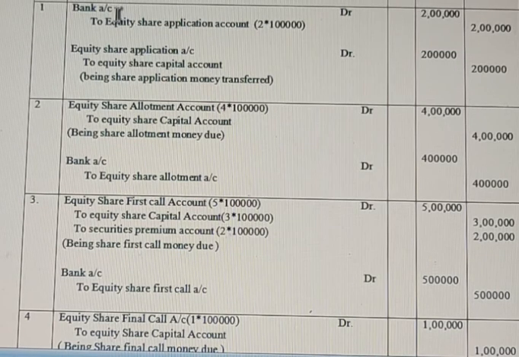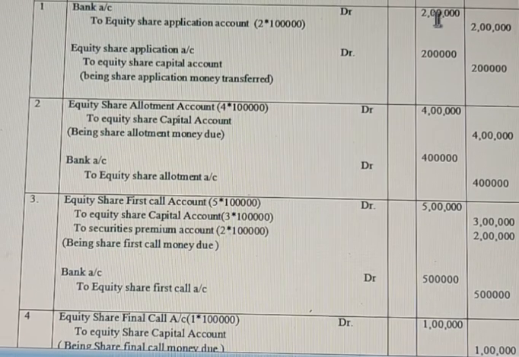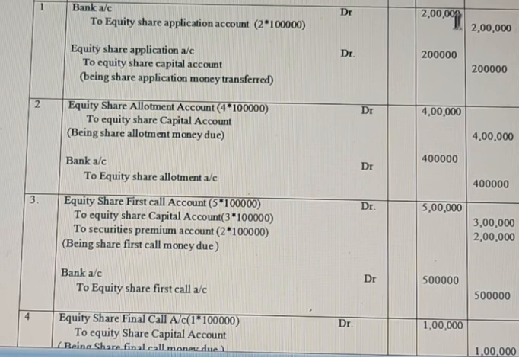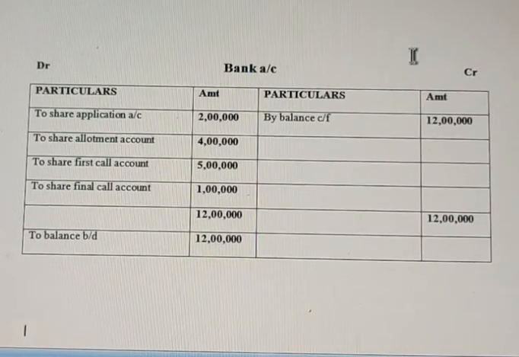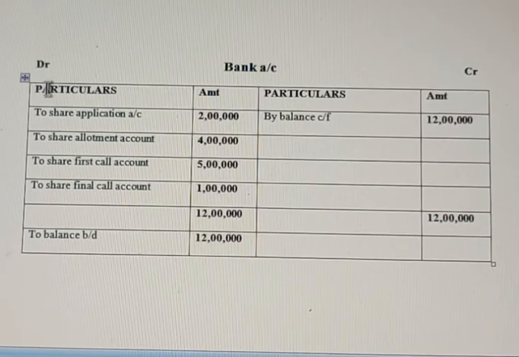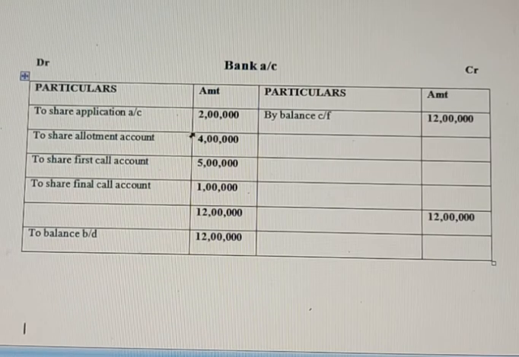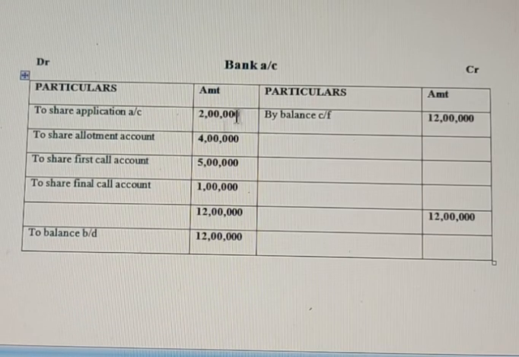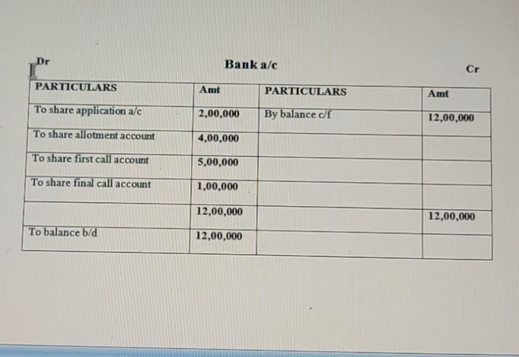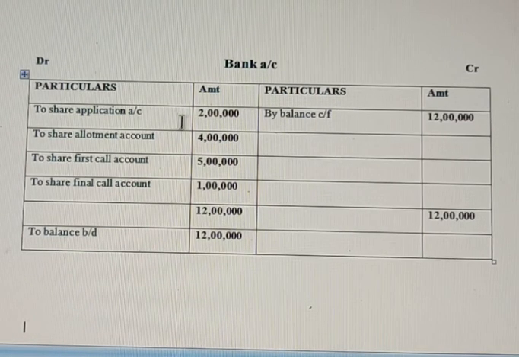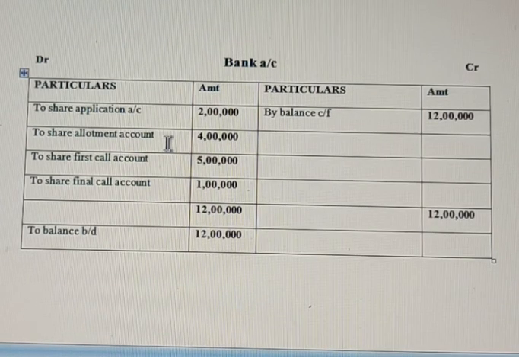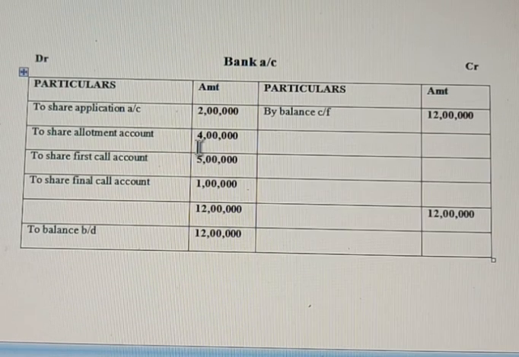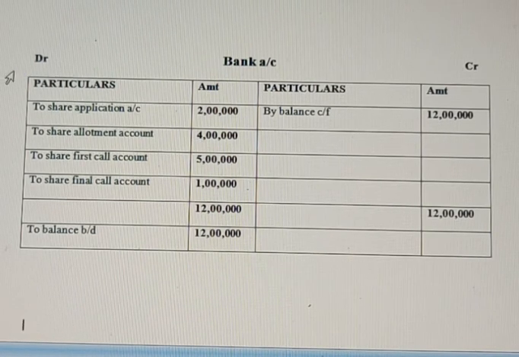So here bank is receiving rupees 2 lakhs. So which column have we written this? Debit column. So when you prepare a bank account, the journal entry would be bank account debit to share application amount 2 lakh. So whenever you debit a bank account, you should come to the debit side and write it as to share application 2 lakh. In the next second stage, if you see, you also have received an allotment money, that is 4 lakhs. Again bank account debit to share allotment account 4 lakhs.